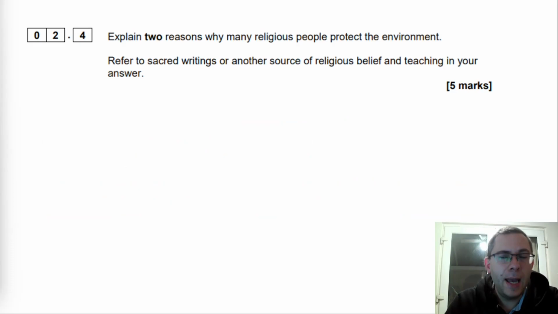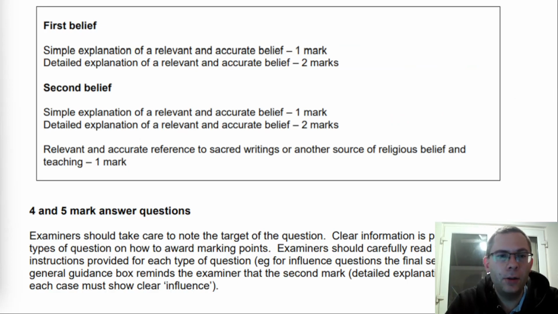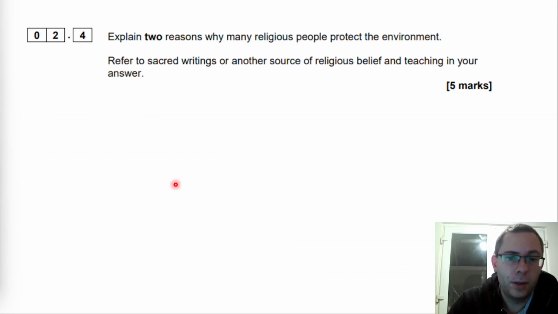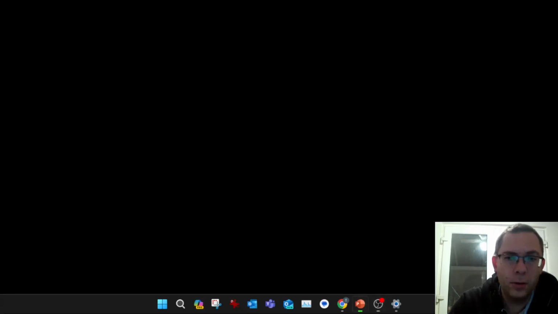Now, when you get to a part 4 question, it's the same as a part 3 question. If you look at your marking criteria, those bits are exactly the same. And please note the additional markers here: relevant and accurate reference to sacred writings and another source of religious belief and teaching. So I'm going to suggest that that's the Bible teaches that, because that's what I generally do with my students. Obviously you can quote other religious teachings if appropriate. So again, we're going to look at this question and see how it goes.